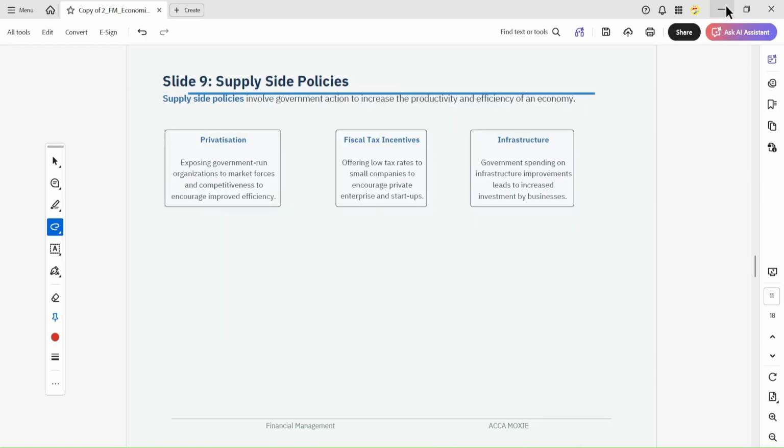Now we have the supply side policies, and we have studied that this is the y axis, this is the x axis, this is the price, and this is the quantity. Okay, this is the demand curve, this is the aggregate demand curve. Okay, and this is the supply curve.